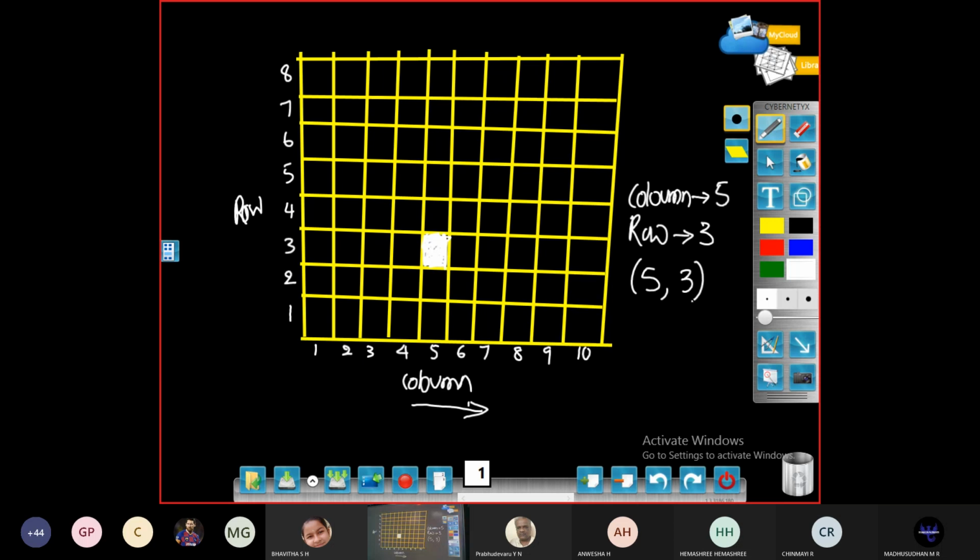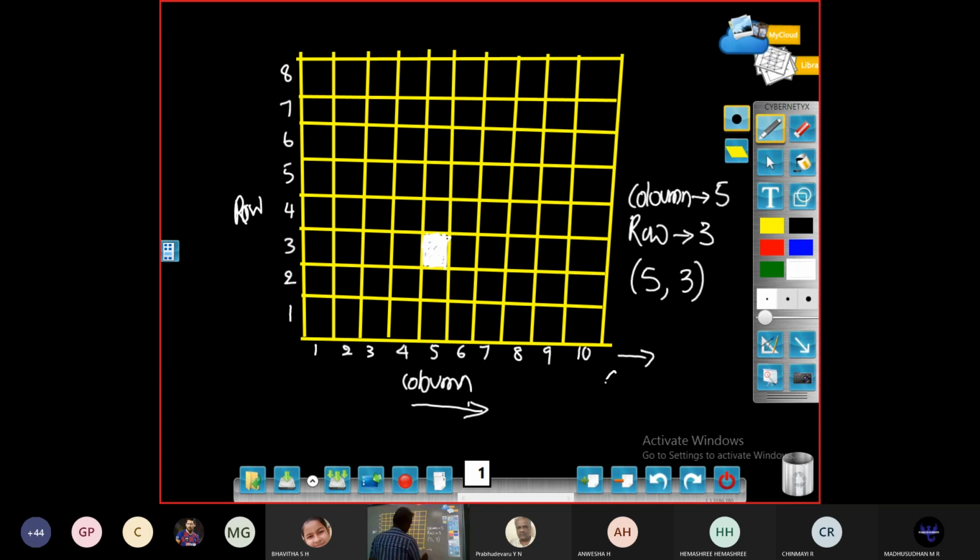Is it clear? Yes, sir. So we need to know two pieces of information here. One is from the left edge, what is the distance? Another is from the bottom, what is the distance? Locating the point using these two pieces of information led to the discovery of a major branch in mathematics known as coordinate geometry.